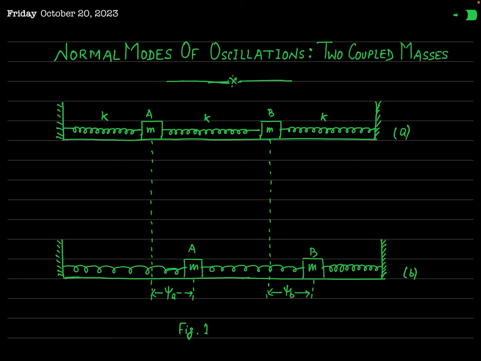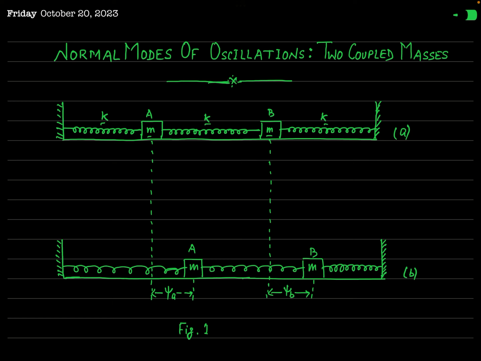Here again, for simplicity, I am first of all considering that the two masses are of equal value. As you can see in this figure A, I have shown two blocks A and B, each of mass m. These two masses are connected by three springs, and the force constant of each spring is also the same, equal to k. So this is the simplest situation.